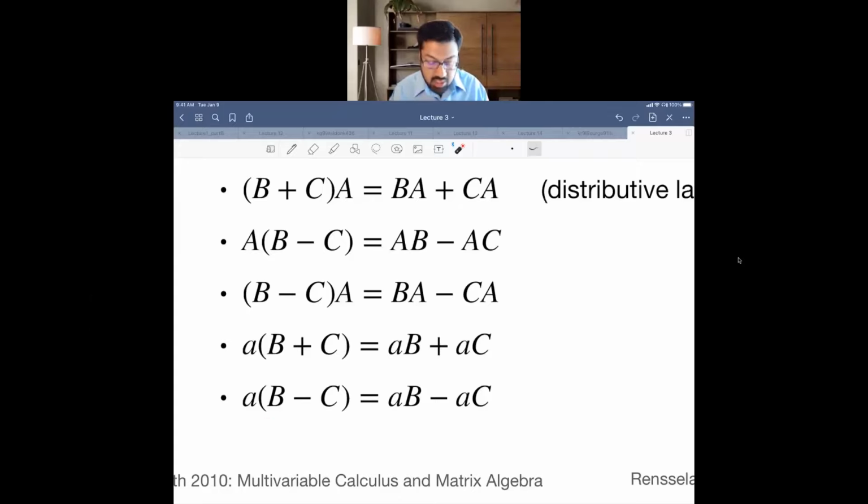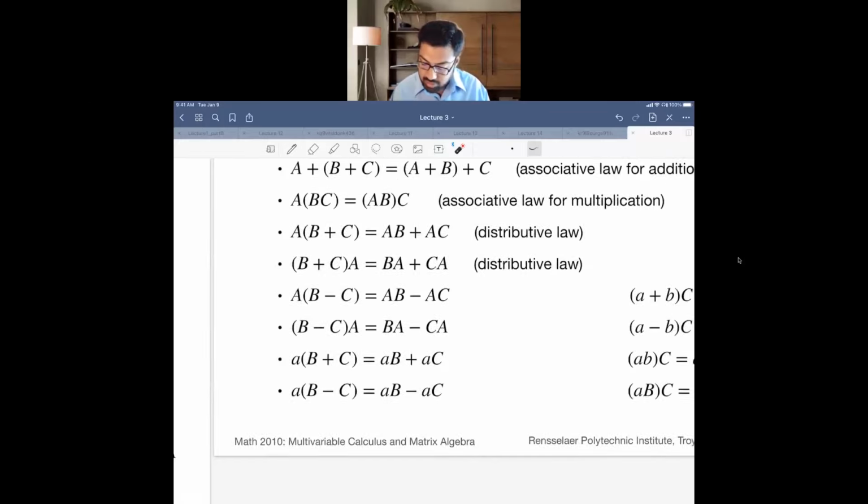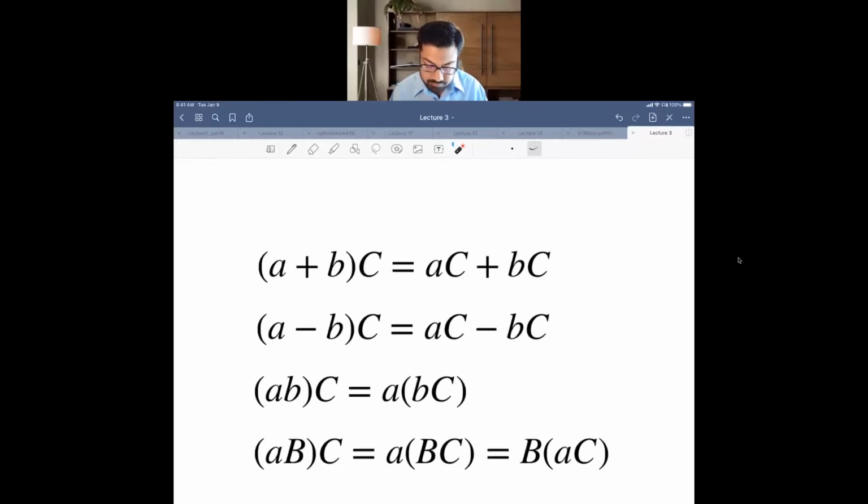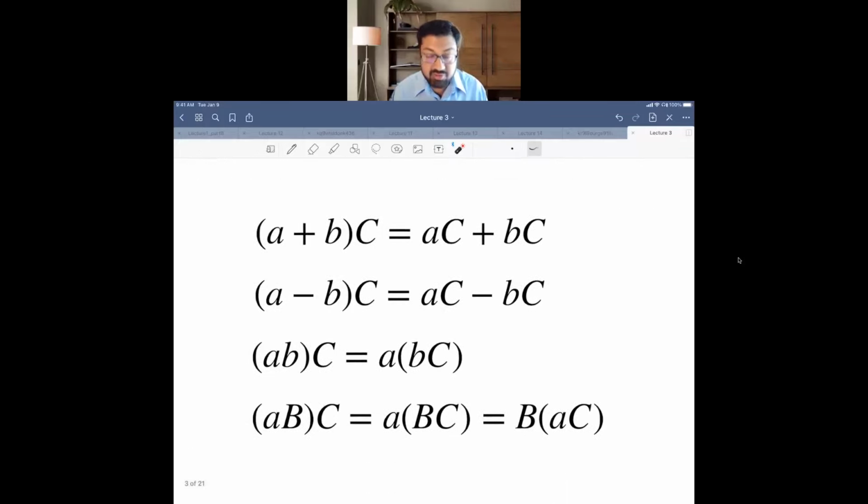So B minus C scaled by A is going to be AB minus AC. Small a is referring to a scalar here. Next, more properties on this side. Has some matrices, has some scalars.